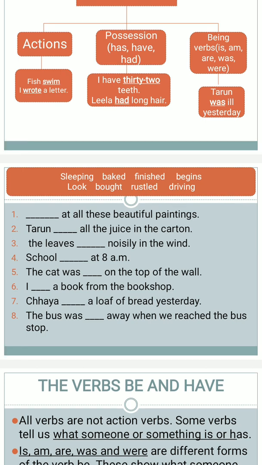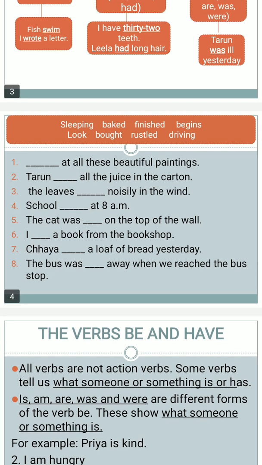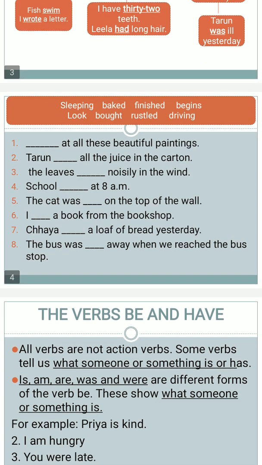Now, in the next slide, we will look at some actions that are given to us, and we have to select the actions and write them in the blanks below. First: dash at all these beautiful paintings. Look is an action, so we write: look at all these beautiful paintings. Tarun dash all the juice in the carton. Tarun finished all the juice in the carton. The carton had a lot of juice, and Tarun finished all of it. The leaves dash noisily in the wind. Rustled. Rustled means to make a sound.